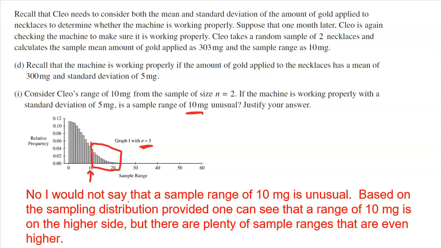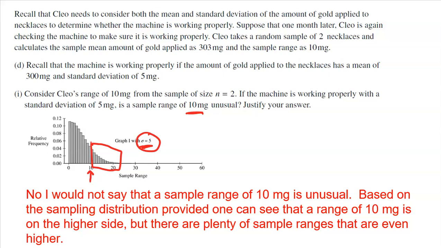Based on the sampling distribution provided, one can see that a range of 10 milligrams is on the higher side, but there are plenty of sample ranges that are even higher. So I would not say it is significantly high. That would tell me that the standard deviation of 5 is wrong. Remember, this sampling distribution was built on the fact that the standard deviation is 5.